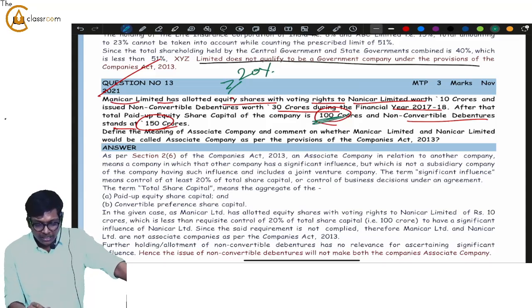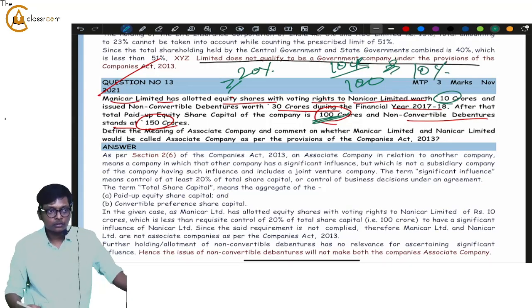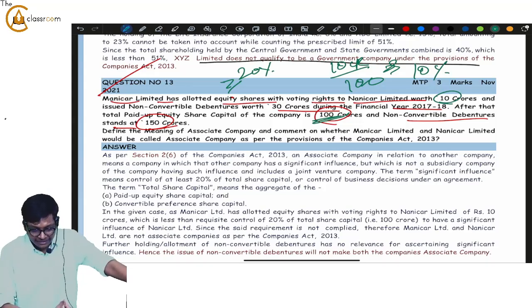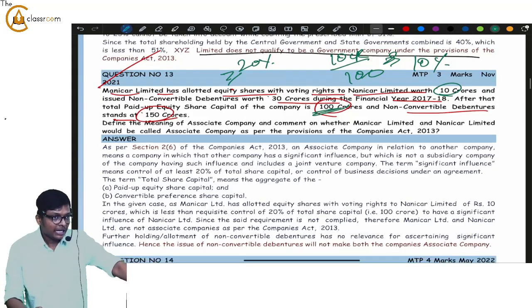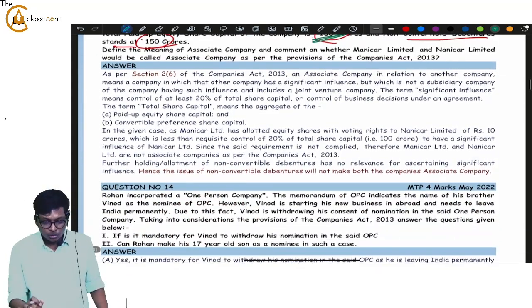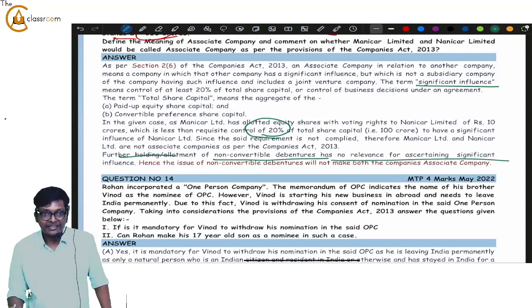Here the total is 100 crores. In this 100 crores, how much capital do you have? 10 crores. So what is the voting power? Will I consider debentures, guys? No. Why has he given debentures? To distract and confuse you. I should take only voting power. So here we should have at least 20%, but significant influence is not there. Further allotment of non-convertible debentures has no relevance.